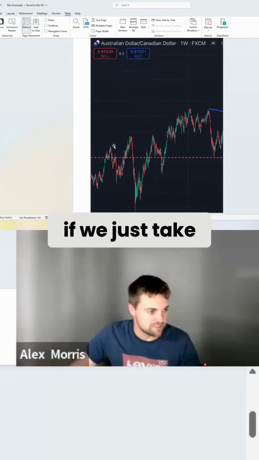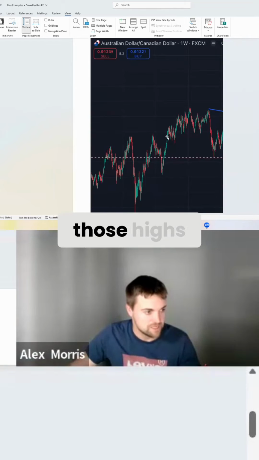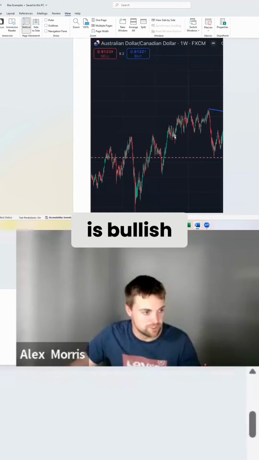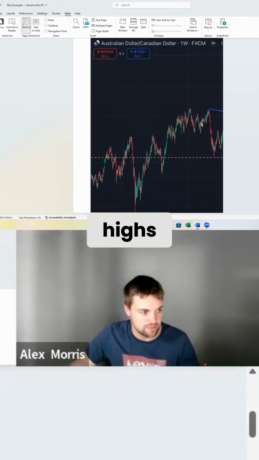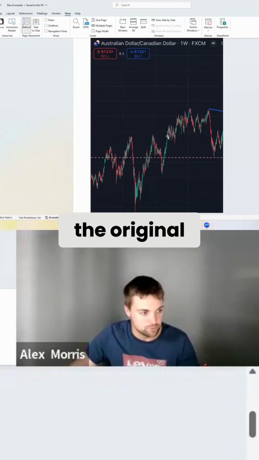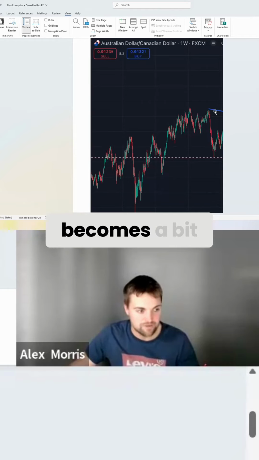So if we just take a step back and ignore price action here, we've got these recent highs, so we see bullish sentiment. And then when we start to see that aggressive move above those highs, that's when our sentiment is bullish. Still here, I know it's bearish moves, but still bullish, making new highs. And now we're failing to make new highs. And this is where, okay, the original bullish bias we had, now coming back into overall this ranging price action, becomes a bit more tricky.